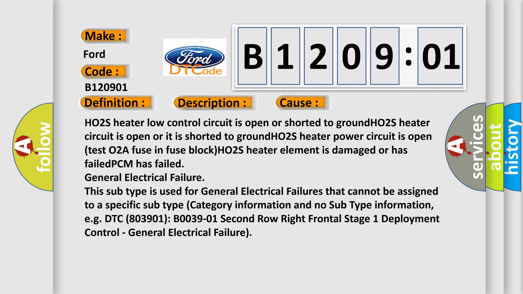General electrical failure. This subtype is used for general electrical failures that cannot be assigned to a specific subtype category and have no subtype information, e.g. DTC B003901, second row right frontal stage 1 deployment control, general electrical failure.